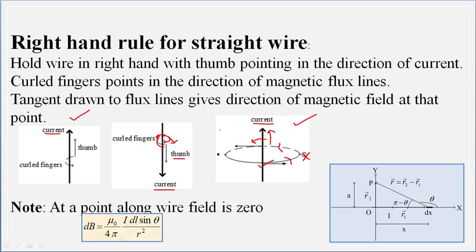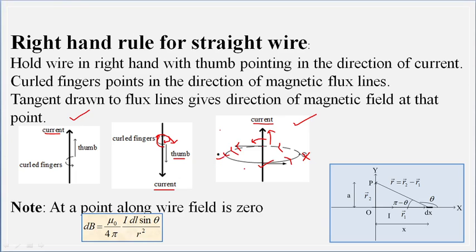Now if you consider the other side of this circle, the fingers will curl this way. If you draw the tangent here, exactly diametrically opposite to this, the tangent points this way. This is the direction of magnetic field at this point. Then if you come to this point, the fingers are curling this way, coming out. So if you draw the tangent, it will point outside the page. That's why I have shown a dot here. That is the direction of magnetic field.